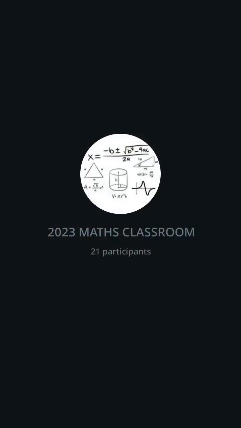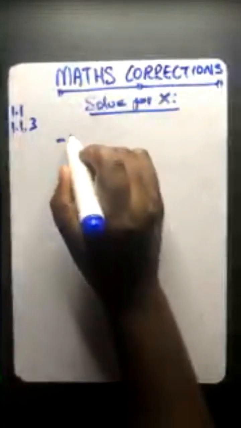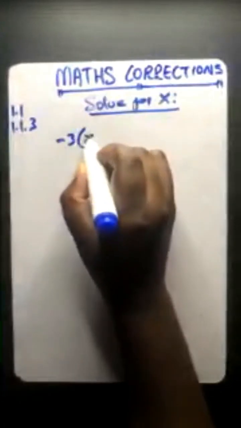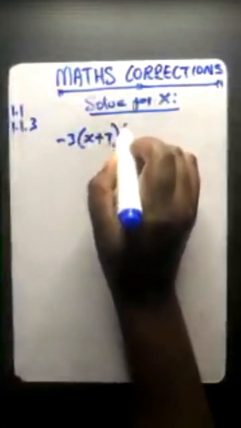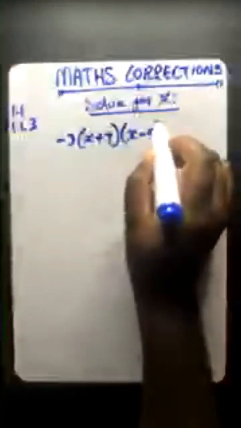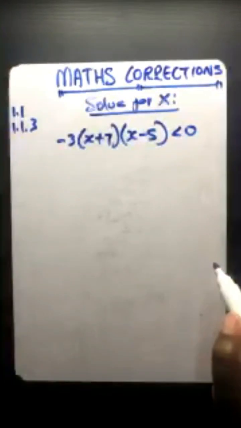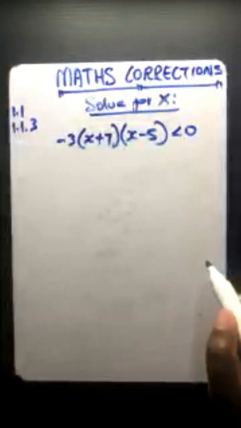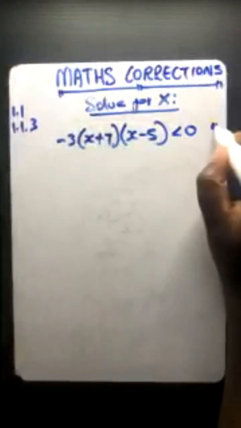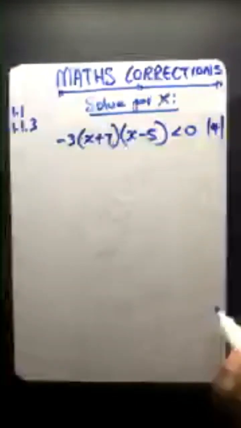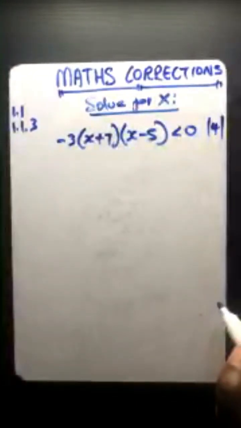So now let's move on to 1.1.3, which says we are having that, and then we are having that. So just make sure, all of you guys, that I'm copying everything correctly. I'm also checking here if I'm copying everything correctly, and this is allocated marks. So let's see.